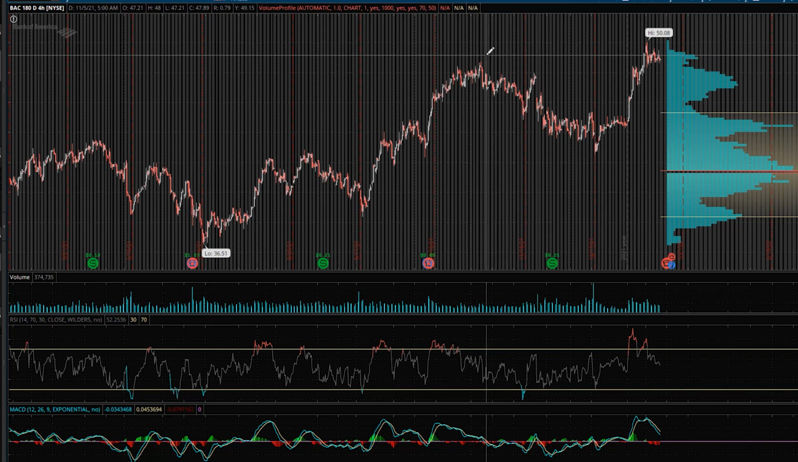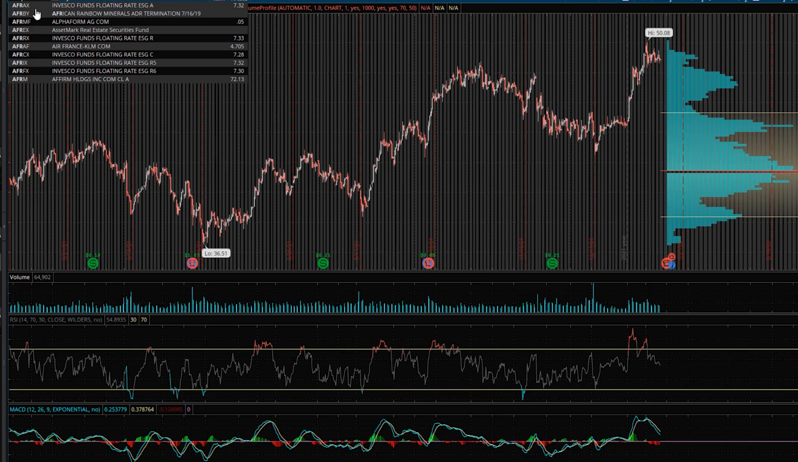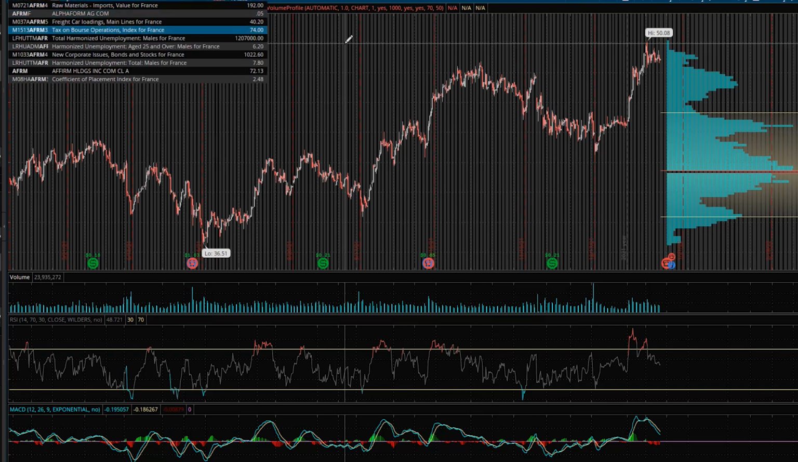Which is just the opposite of buying, right? So, I want to show you guys a few examples. I know this may be a little complicated, but right now we're looking at Bank of America. Let's look at a stock like Affirm, right?